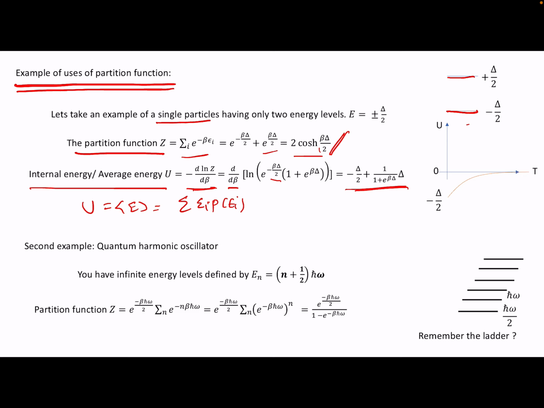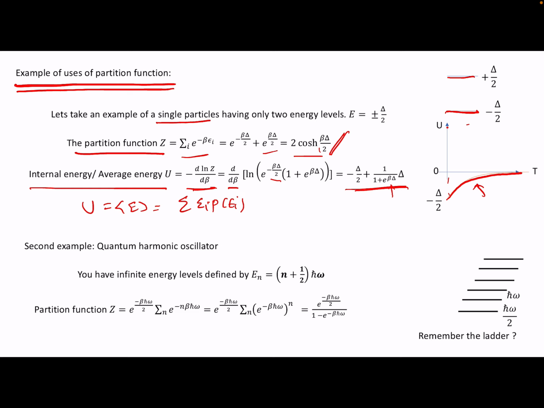Now this is the average energy, right? If I plot this average energy as a function of temperature, where do I get temperature from? From beta, right? So it has this particular form. It is not very visible. It goes like this. At very low temperatures, it is minus delta by 2, which is the lowest energy level. So what it means is, at very low temperature, the electron would most likely stay almost all the time at minus delta by 2 energy.